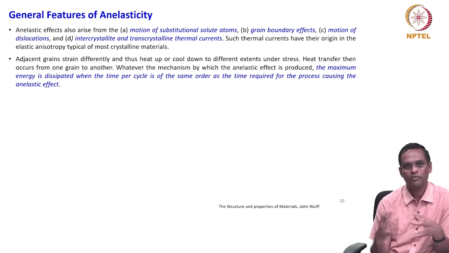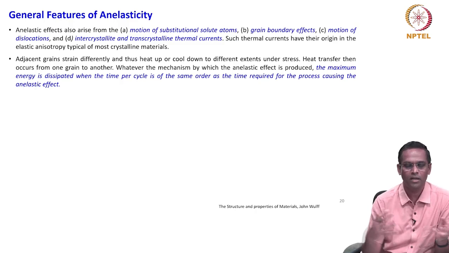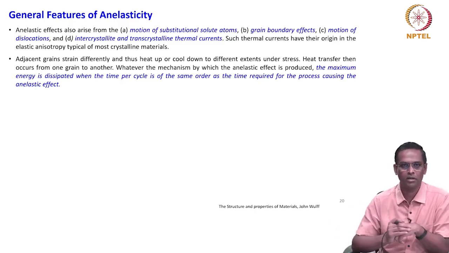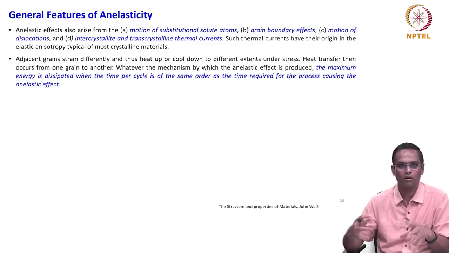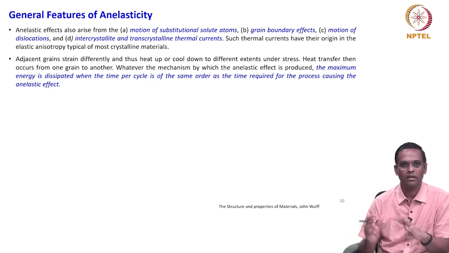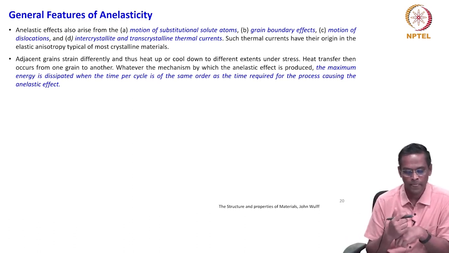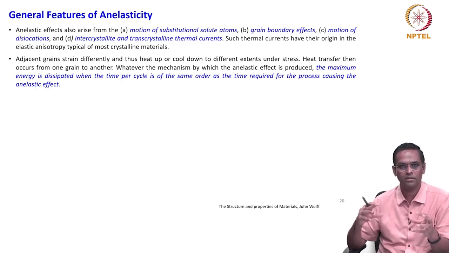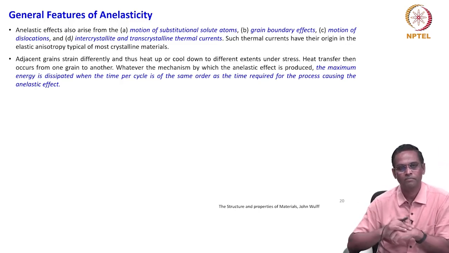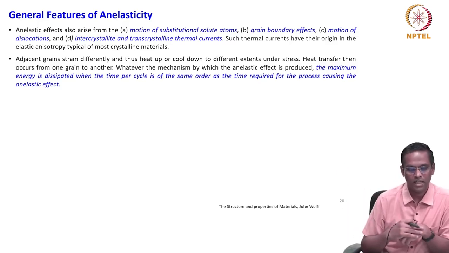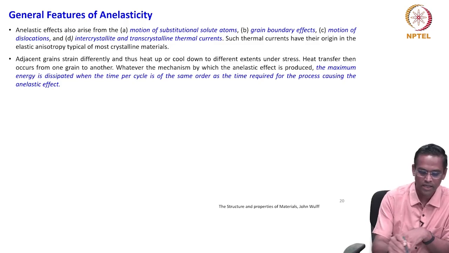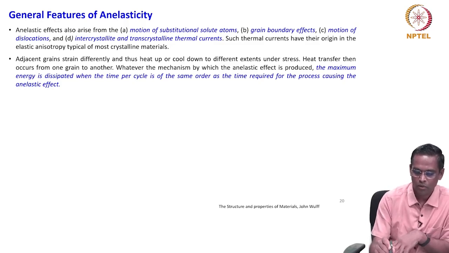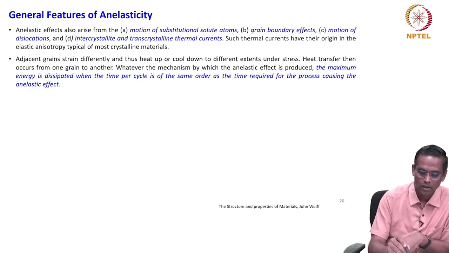When you have several grains oriented in different directions and you stretch in one particular direction or apply the load in a particular direction, all the grains will try to rotate and accommodate strain from each other. Adjacent grains strain differently. Depending upon the slip characteristics, the critical resolved shear stress and so on, everything gets realigned or stretched towards the stress axis or loading axis. In that activity, they get heated up or cooled down to different extents under stress. Heat transfer then occurs from one grain to another. So, that is one event.